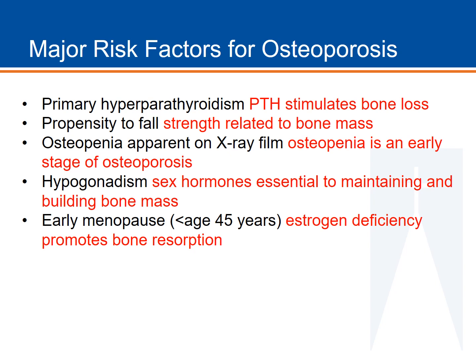So the tendency to fall is related to strength, which has to do with bone mass. Osteopenia, which is apparent on the X-ray, is also an early stage of osteoporosis, so it may actually simply be an early indicator.